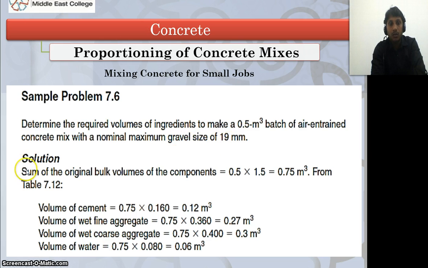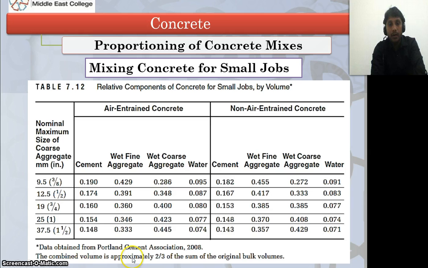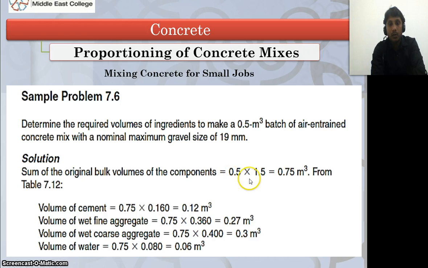Coming to the solution, the sum of the original bulk volumes of the components, we have to take as 0.5 into 1.5. So considering the bulkage, the volume we have to find out is 0.75 meter cube. As I explained in the previous slide, the combined volume is approximately 2/3 of the sum of the original bulk volumes. With this equation, 0.5 multiplied by 1.5 is 0.75 meter cube.